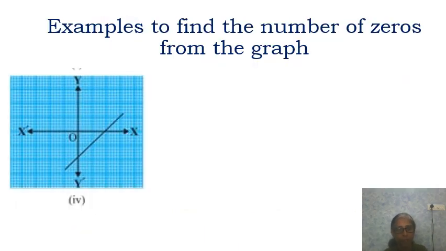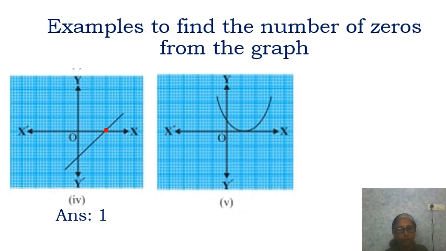Now we'll do more examples to find the number of zeros from the graph. Just see, this is a linear polynomial, that's why it's a straight line, and it is intersecting the x-axis only at 1 point, so number of zeros will be just 1. Okay, we'll take the next example. This is a parabola, so it is a quadratic polynomial, and at how many places it is intersecting the x-axis? Just at 1 point, so number of zeros for this graph is only 1.